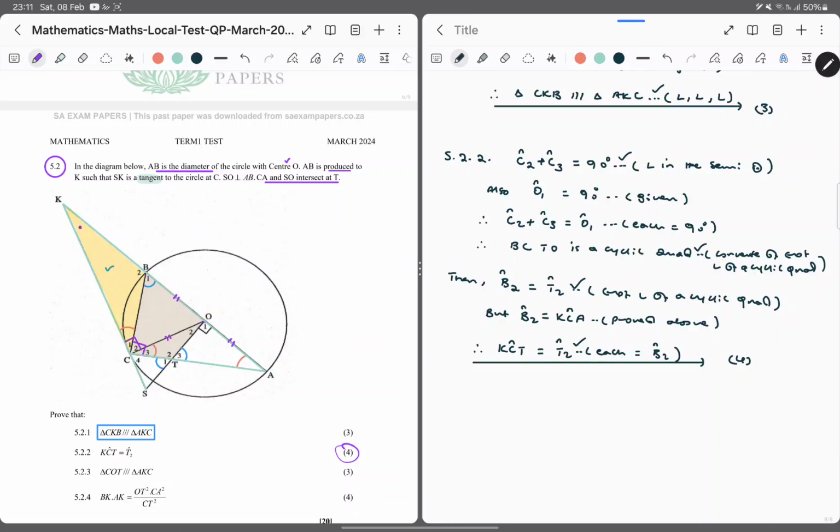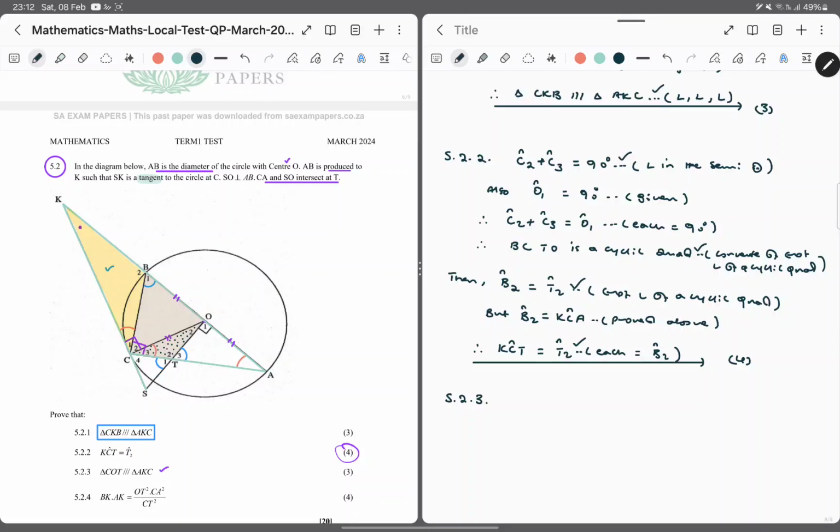All right, so let's do 5.2.3. We need to prove these two triangles, COT and cot. Where is the cot now? All right, so there is the cot. We can see it's that small triangle there that we just stippled. So sometimes be very creative, guys. Be able to zoom into the right positions so that life becomes a lot sweeter, okay?